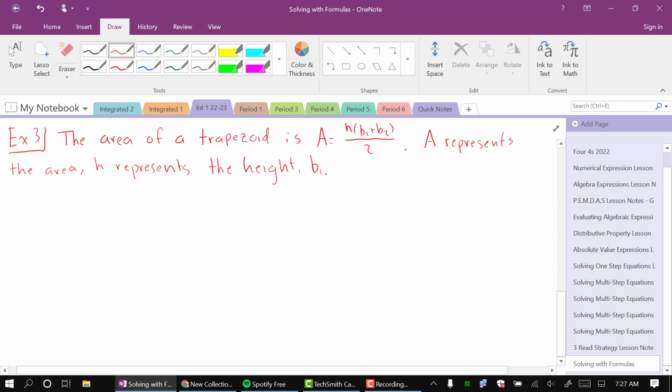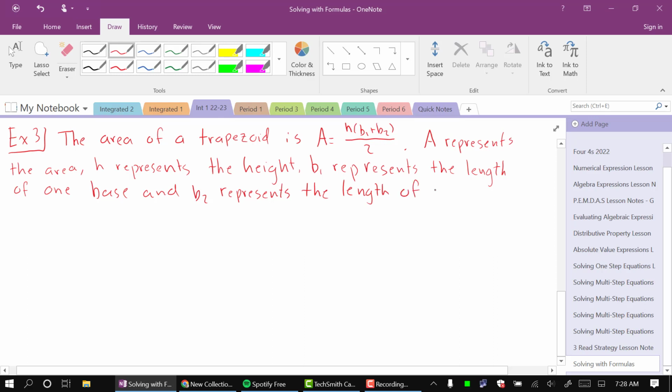B1 represents the length of one base. And B2 represents the length of another base.